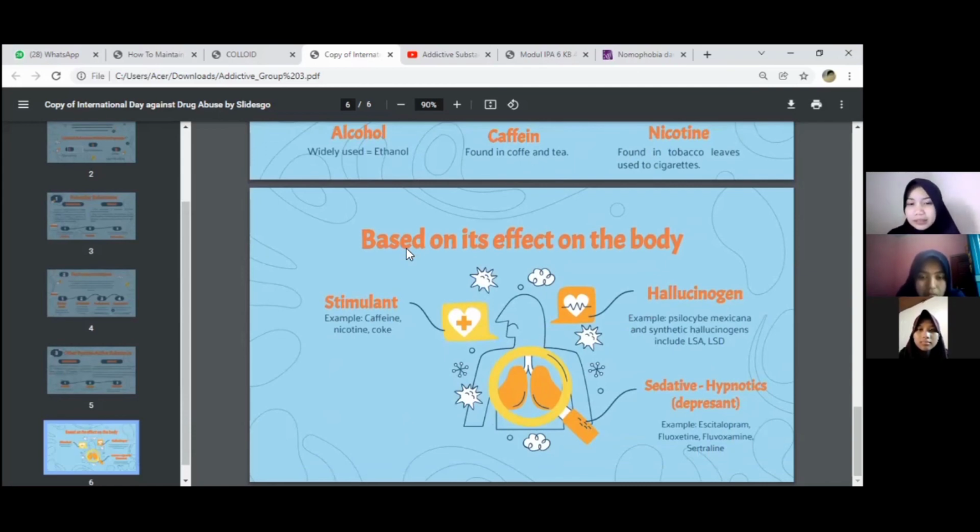So, addictive substances have effects on our body, like stimulant, hallucination, sedative, and hypnotic or depressant. For stimulants, for example, addictive substances are caffeine, nicotine, and cocaine. For hallucinogens, for example, psilocybin, mescaline, and synthetic hallucinogens including LSD. For sedatives and hypnotics or depressants, for example, escitalopram, fluoxetine, and fluvoxamine, sertraline. So, the conclusion, addictives are substances or drugs which have an impact on our body if we use them.